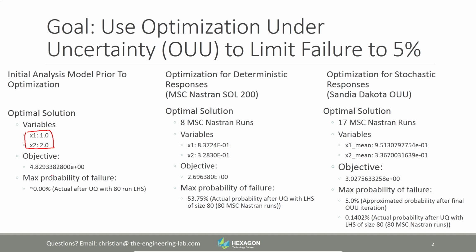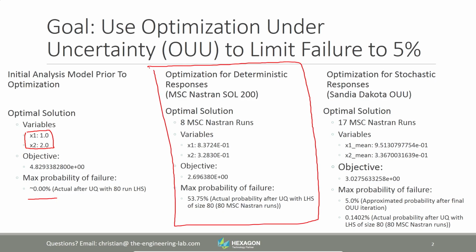We looked at what the maximum probability of failure was. We found that the probability of failure was actually very small. Here it's 0%, but I think it was 0.00001% probability of failure. Then we did a UQ when the mean of the uncertain variables were the values that were found from the SOL 200 optimization, 0.83 and 0.32. We then found out that the maximum probability of failure is 53%.